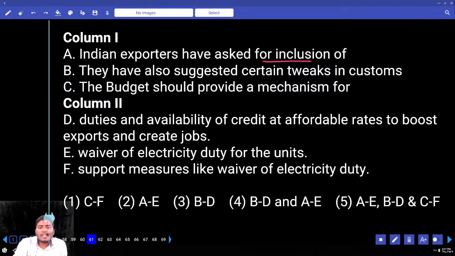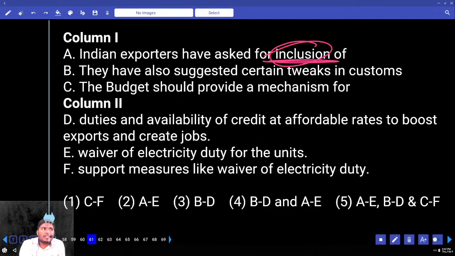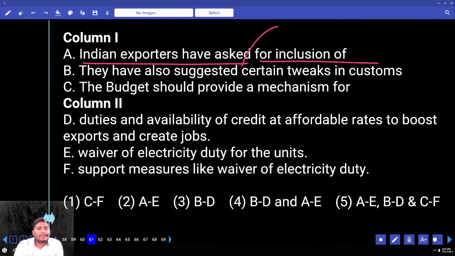They asked for the inclusion. What do you mean by inclusion? What do you mean by exclusion? Do you know the meaning of the word include? Include is to add. Inclusion also comes with the same meaning. Now, Indian exporters have asked, they asked for something. What did they ask for? They asked for the inclusion of what?